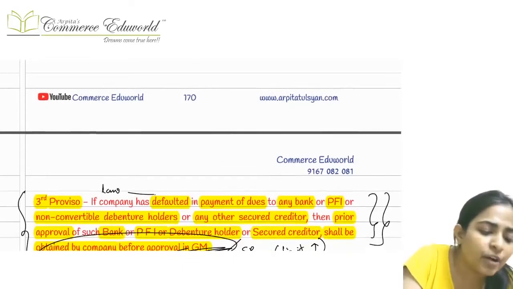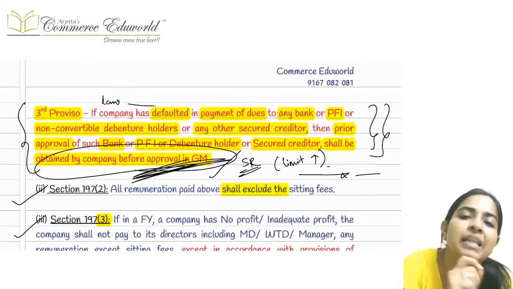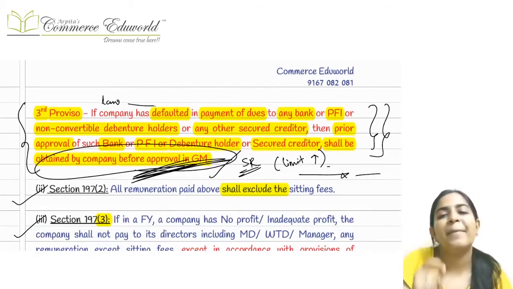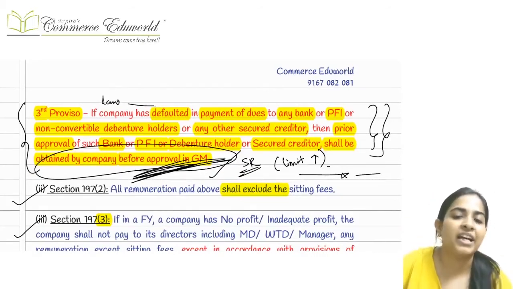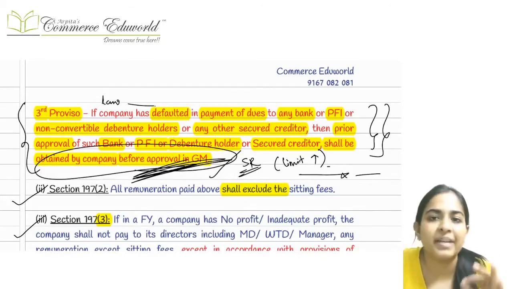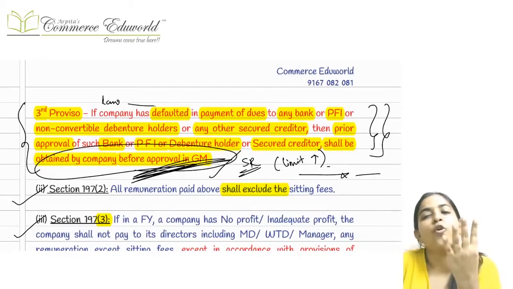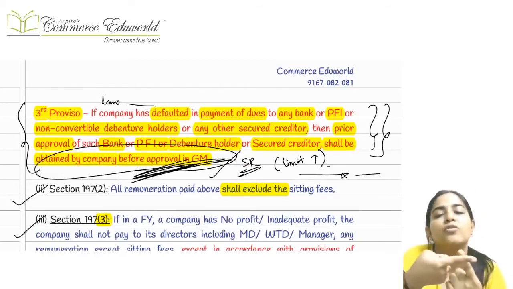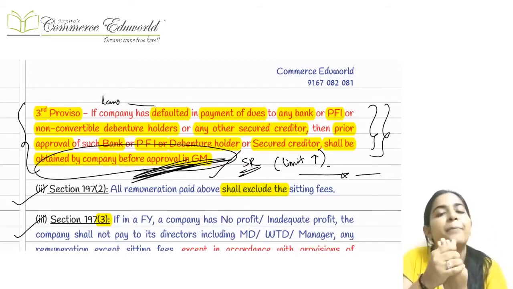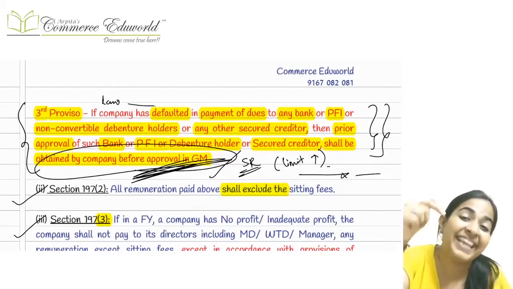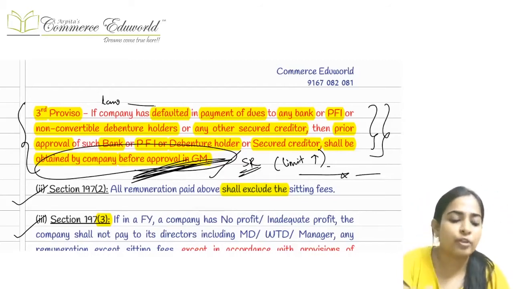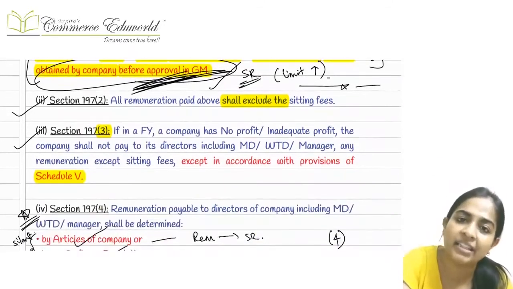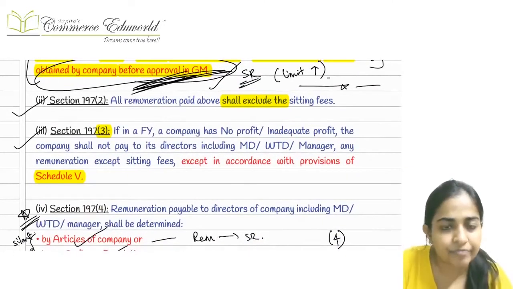If any one of these limits is exceeded, then we'll have to pass a special resolution. You can pay more than these limits only if the company has not defaulted in making payment to any of them, either to the bank, or to the PFI, or to non-convertible debenture holders, or to any other secured creditor. If the company has defaulted with them, then we have to take their approval also, and then only you can pass the special resolution and get the limit increased.